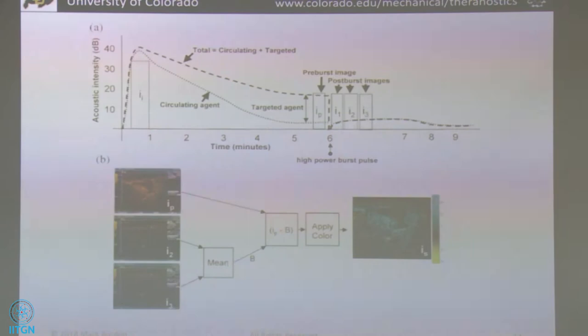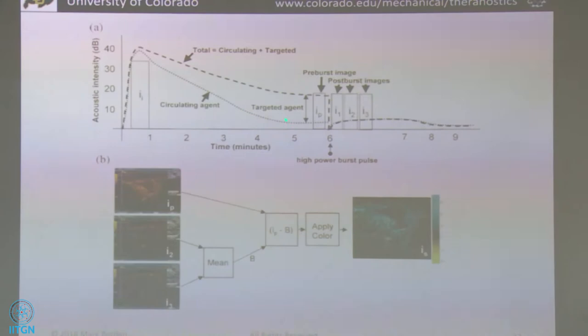At the same time, you're getting binding of bubbles. So you have a circulating agent that's getting cleared from the body, and then you have your total contrast, which includes both bound or adherent microbubbles and freely circulating ones. So it's really important to be able to distinguish these two. One is just for retained bubbles, right?